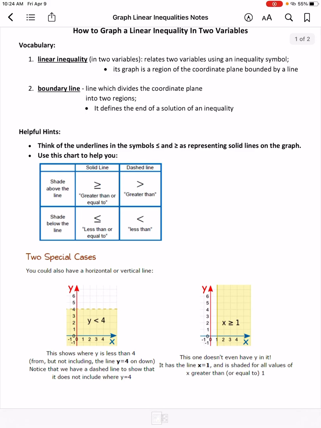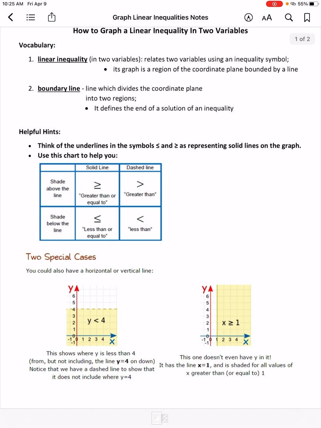All right, we're going to be looking today at graphing linear inequalities in two variables. Remember again, a linear inequality is relating two different things using an inequality symbol. The graph of that is going to be a line which is either solid or dotted along with a shaded area. The boundary line splits that coordinate plane into two regions, what's not the answer and what is.